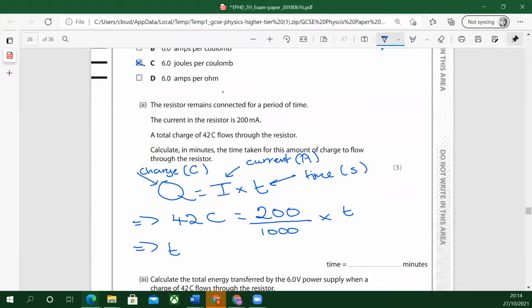T equals 42 times 1,000 over 200. Right, okay. So 200, times 60 for minutes. It's 3.5 minutes.